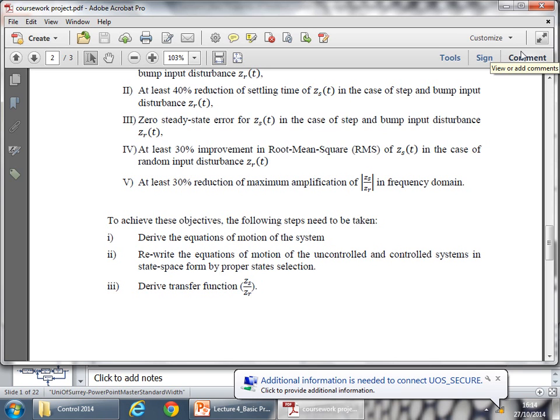You need to derive the transfer function Zs over Zr because all specifications are defined based on the Zs. So the output of our system is the vehicle body displacement and the input is road disturbances. So you need to derive this transfer function. Again, you know how to do that.